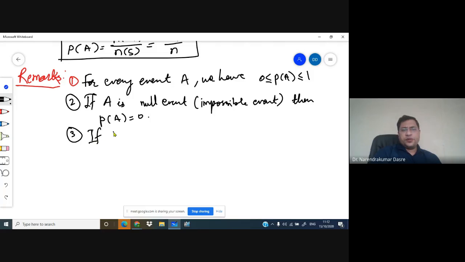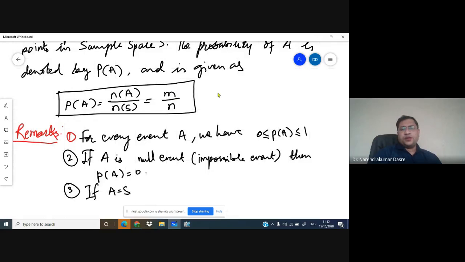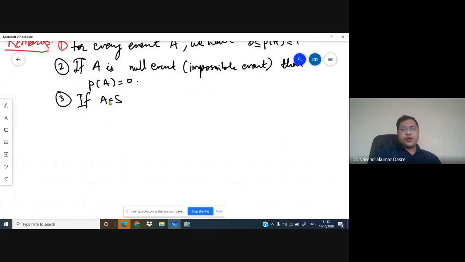If A is equal to S, you can see what we have here. This m is less than or equal to n. If I consider this is going to be 1, so m by n is going to be 1, that means m is equal to n. M equal to n means the number of sample points in S is the same as the number of sample points in A. That means A is equal to S. Both have the sample points of the same experiment, so they will not have different points, but the same points. So if A is equal to S, then probability of A is equal to probability of S is equal to 1.